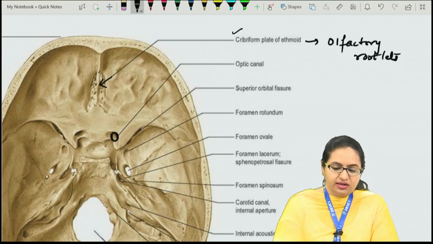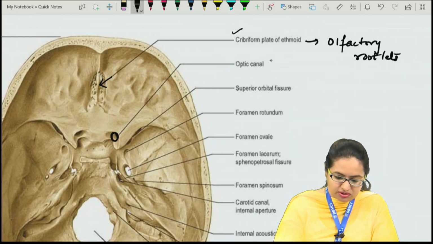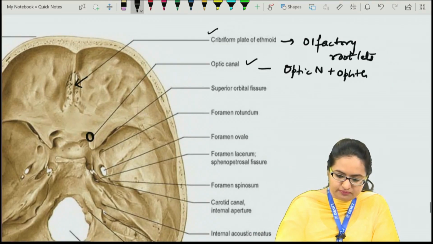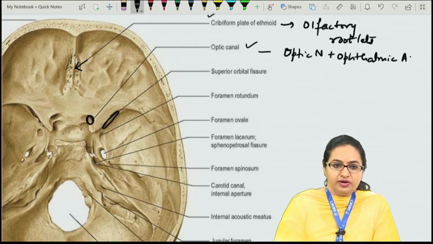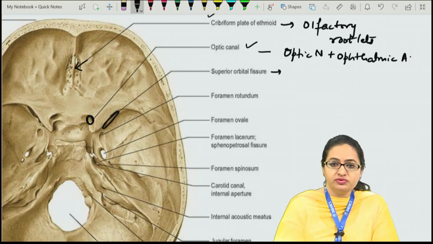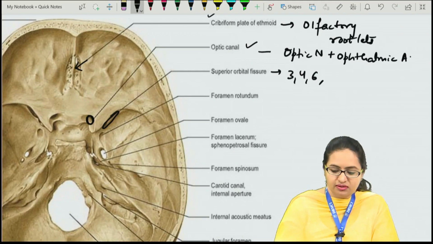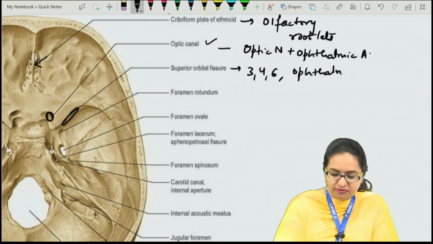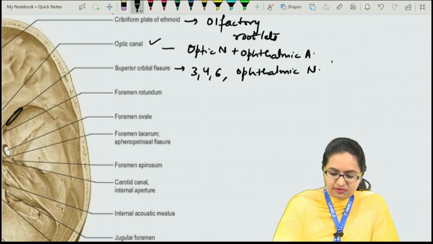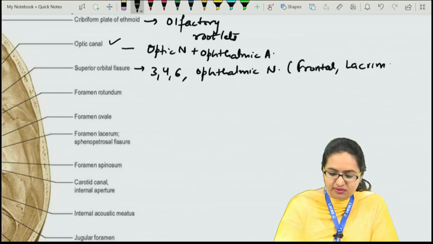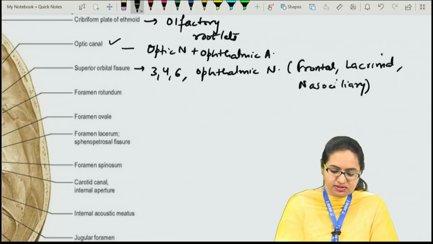Then at the junction of the anterior and middle cranial fossa, a rounded foramen present over here is the optic canal, through which the optic nerve passes along with the ophthalmic artery. Then a slit-like space is present at the junction of the anterior and middle cranial fossa. This is the superior orbital fissure, which mainly gives passage to the 3rd, 4th and 6th cranial nerves. Apart from this, it gives passage to the ophthalmic nerve, one of the divisions of the trigeminal nerve, and as it reaches the superior orbital fissure, it divides into the frontal nerve, lacrimal nerve, and the nasociliary nerve. So all these nerves pass through the superior orbital fissure.